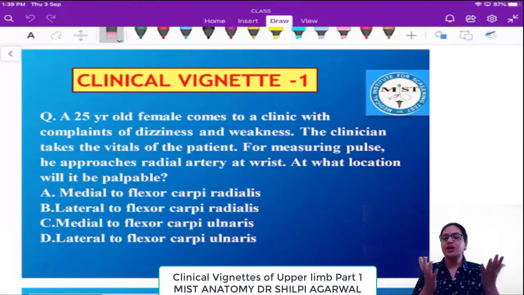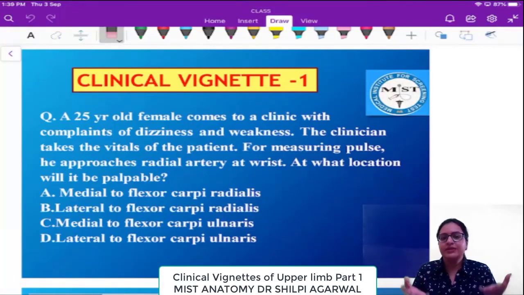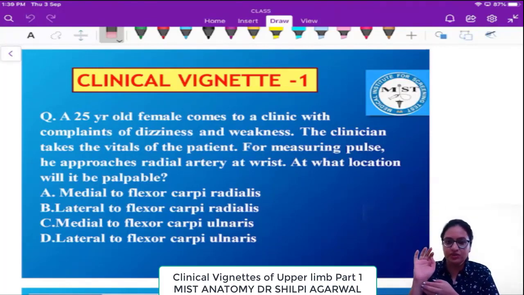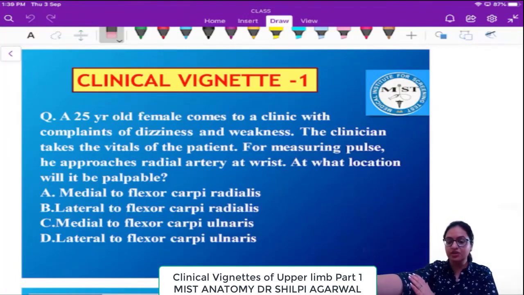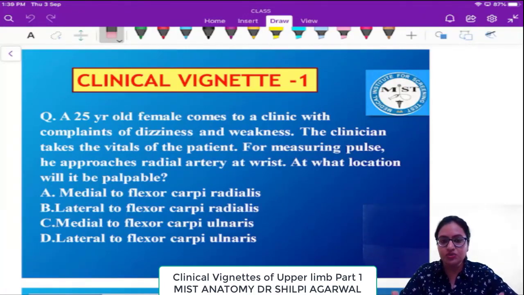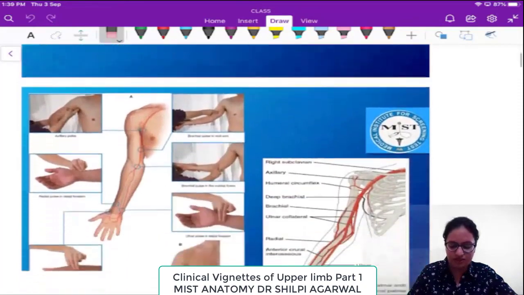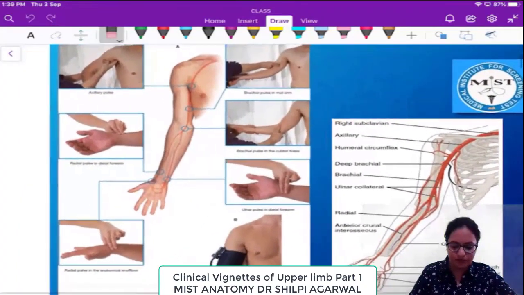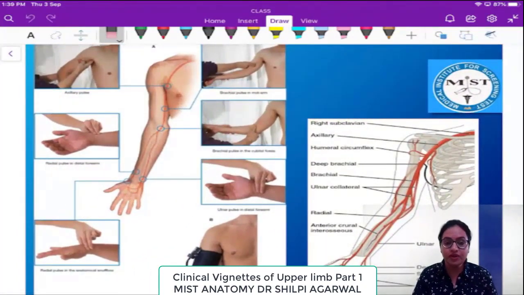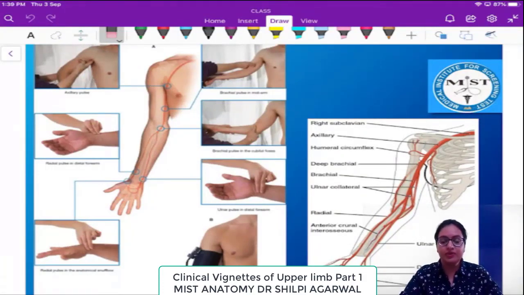Now if I ask you where you can palpate arteries apart from the radial artery? We palpate the radial artery over here. Apart from it, you can palpate the ulnar artery and the brachial artery also. So the other common palpable arteries are the brachial artery and ulnar artery, and apart from this, you can also palpate the axillary artery. Now let us have a look over here. This picture actually shows the palpation which can be done at different levels.